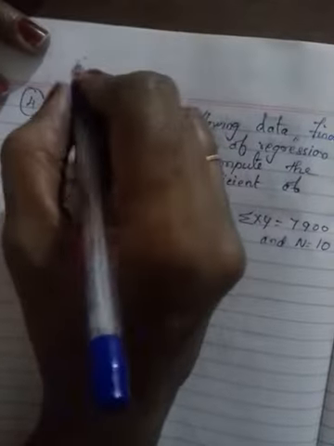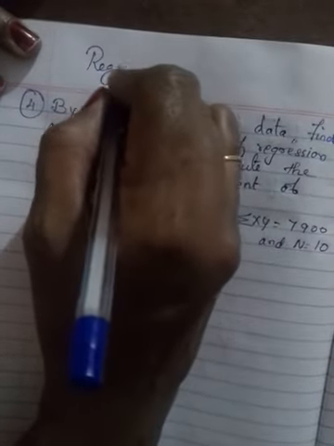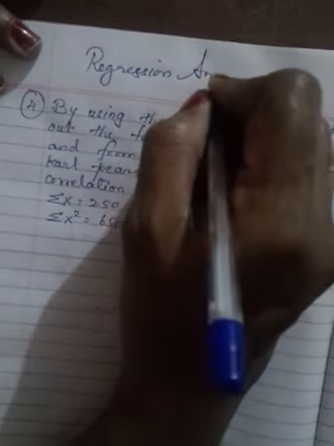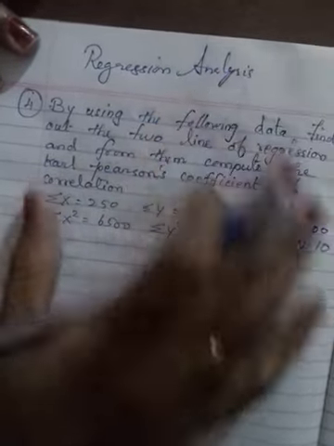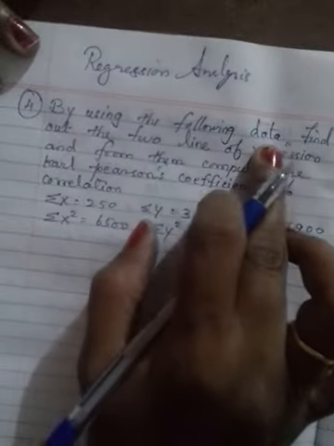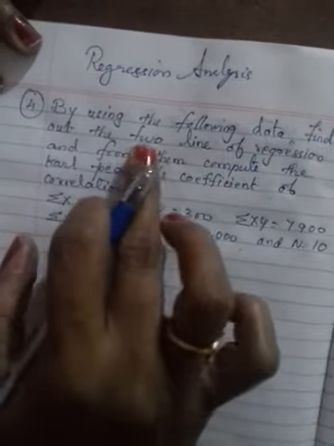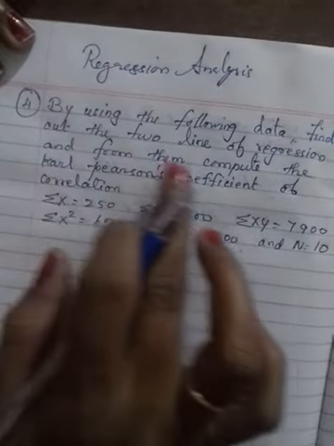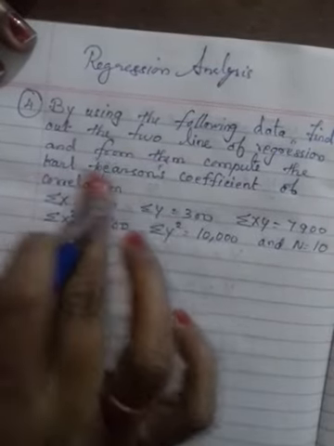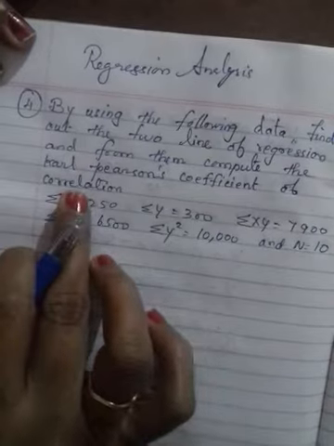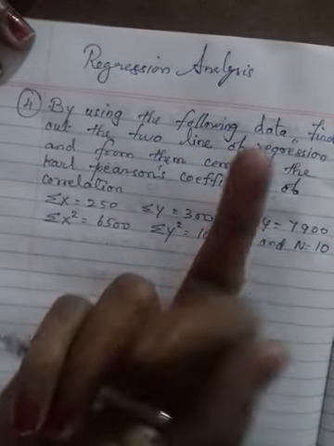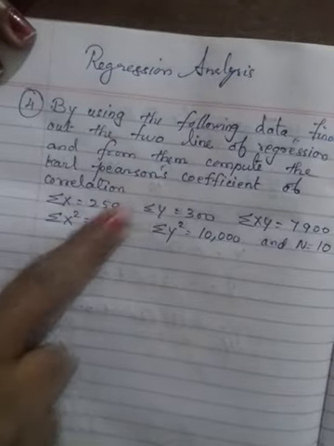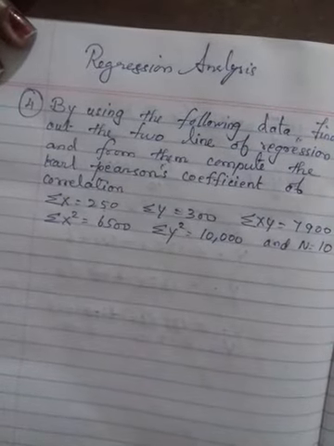Hi everybody. In this video session we are going to see regression analysis fourth problem. The problem is: by using the following data, you have to find out two lines of regression, that is x on y and y on x, and from them compute the Pearson's coefficient of correlation. So first you have to find x on y and y on x, then you have to find Pearson's coefficient R value.